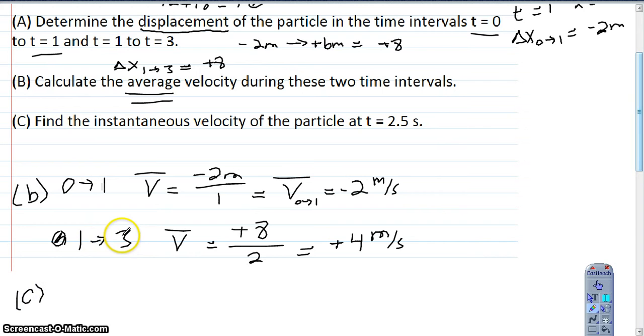Parts A and B were really stuff we did last year. Part C is the only thing that's new this year. Find the instantaneous velocity of the particle specifically at 2.5 seconds.